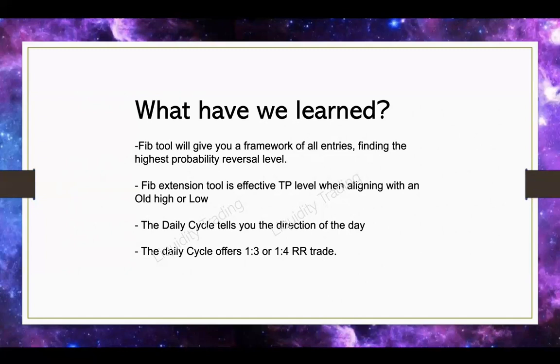The daily cycle will tell you the direction of the day. And the daily cycle will only offer you a 1 to 3 or 1 to 4 risk reward, and do not focus on anything higher than 1 to 4 in the daily cycle. Now, the daily cycle will make you consistent, and this technique will mostly happen every day or every second day.